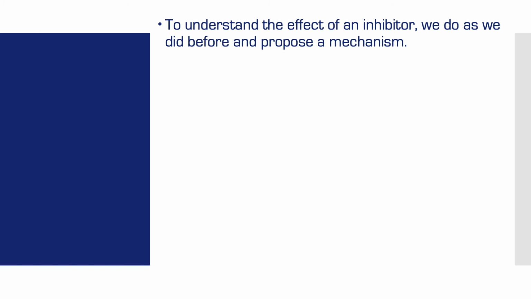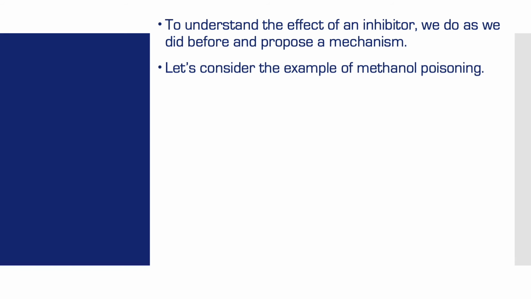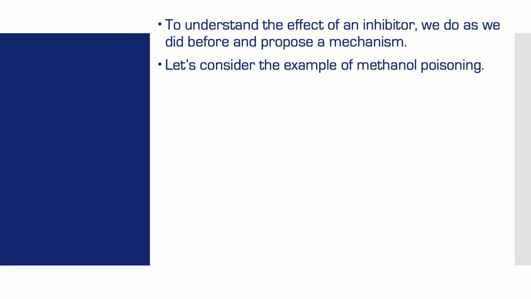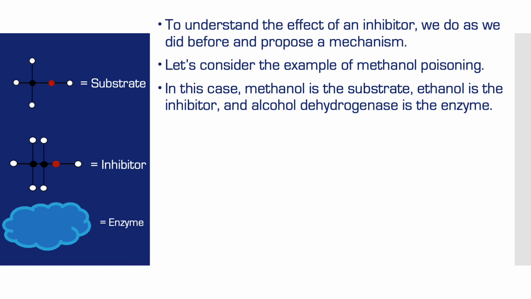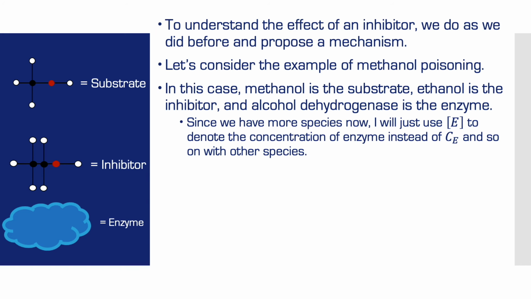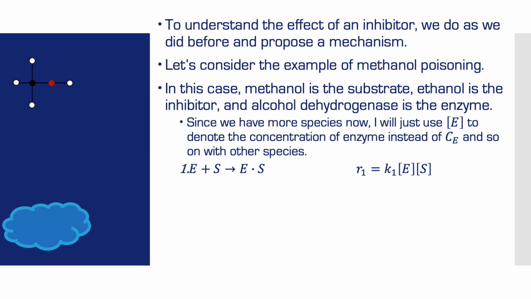To understand the effect of an inhibitor, we do as we did before and propose a mechanism. Let's consider the example of methanol poisoning. In this case, methanol is the substrate, ethanol is the inhibitor, and alcohol dehydrogenase is the enzyme. Since we have more species now, I will just use E to denote the concentration of enzyme instead of CE, and so on with other species. So let's see what these actually look like.